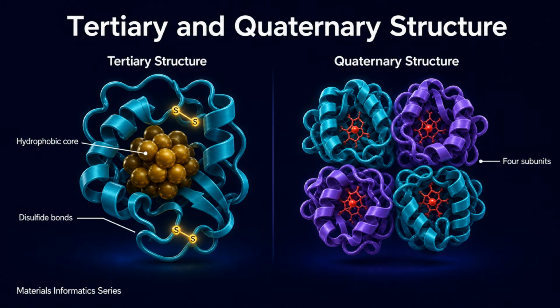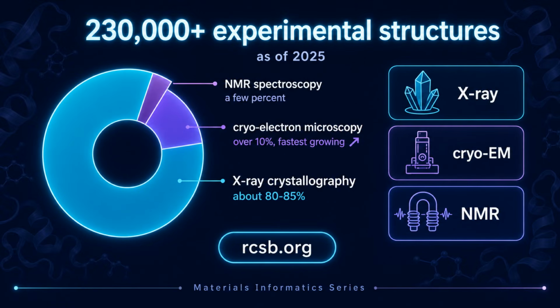Moving to tertiary structure, this is where the protein folds into its complete 3D shape. The driving force is often the hydrophobic effect, where nonpolar amino acids cluster in the core away from water. Disulfide bonds between cysteine residues provide additional stability. Quaternary structure refers to multi-subunit complexes. Hemoglobin is a classic example with 4 subunits, 2 alpha chains and 2 beta chains, each carrying a heme group for oxygen binding.